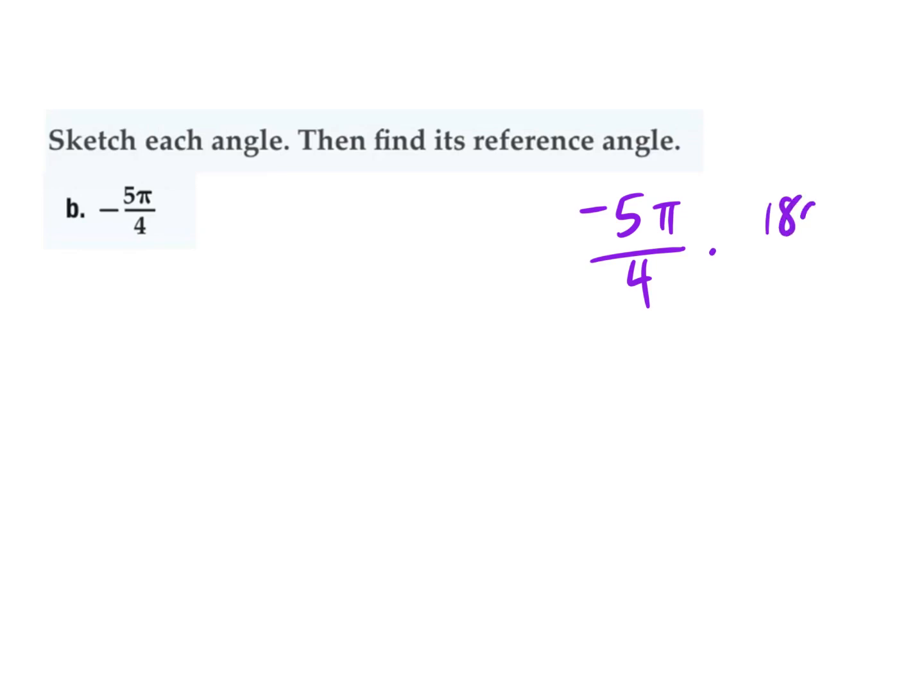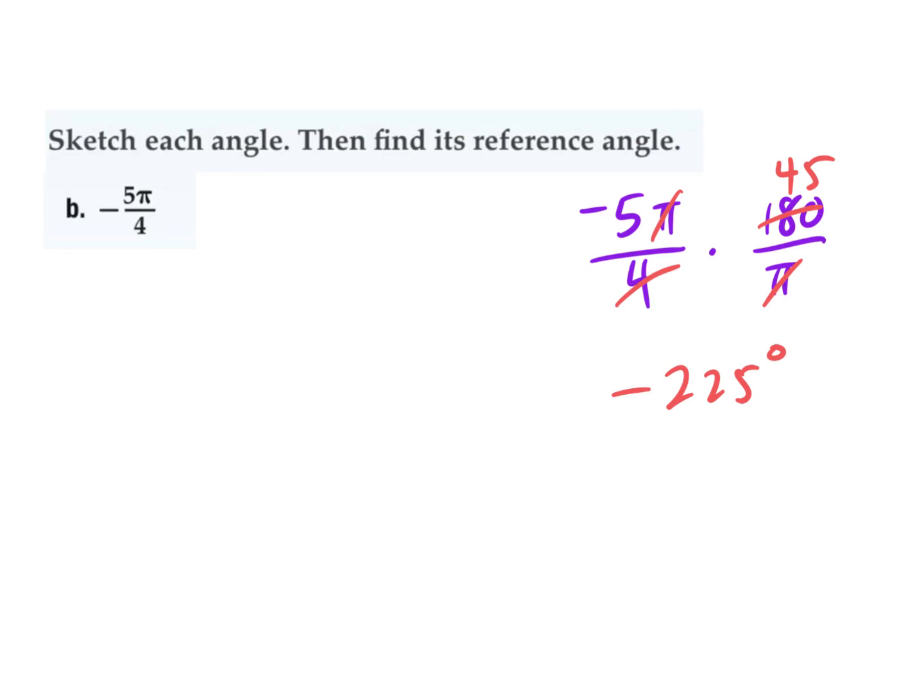180 over pi. Okay. So then the pi's cancel. Does 4 go into 180? Yeah. How many times? 45. So now I just have negative 5 times 45, which is 225 degrees. Negative 225 degrees. So if you go ahead and sketch your angle using degrees, you'll have an idea where that terminal side ends up, because where that terminal side ends up is really important. And then you just have to convert everything back to radians.